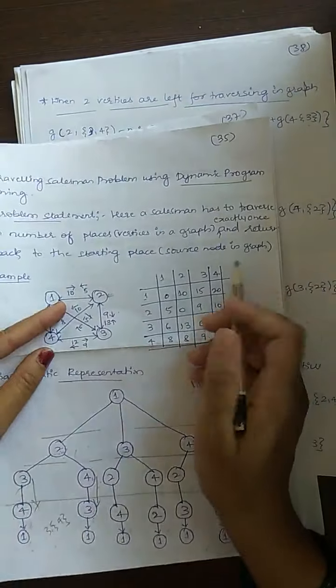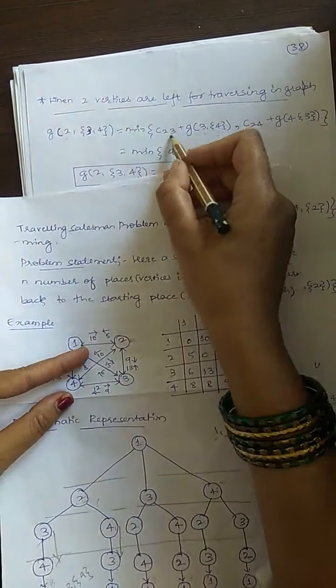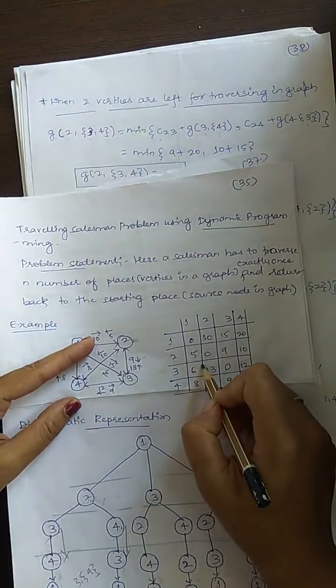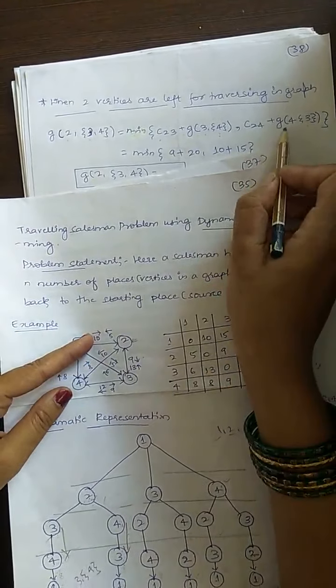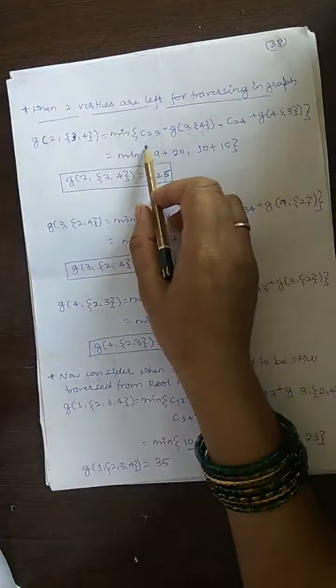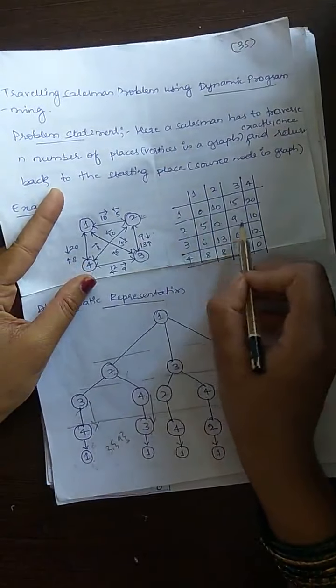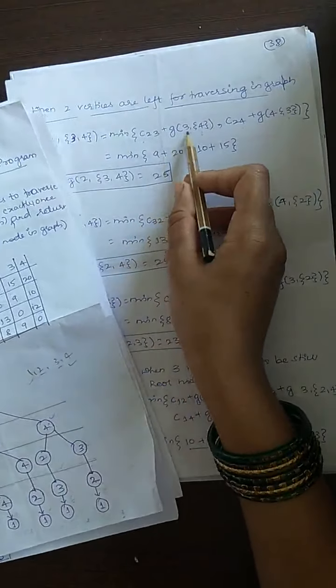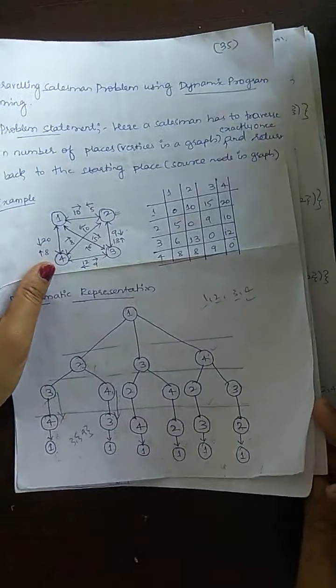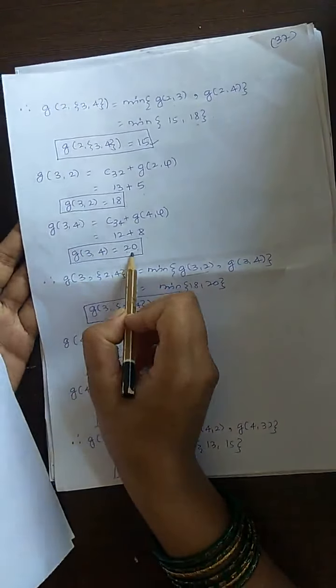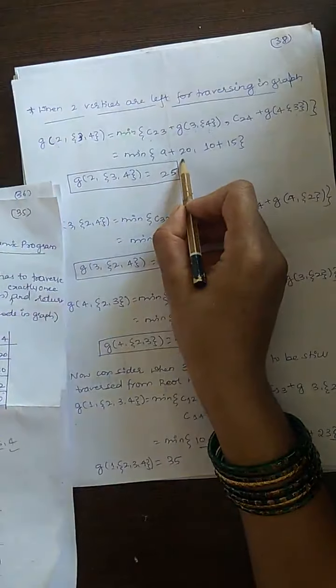So what is 2 to 3? For C, you have to see the cost adjacency matrix. G will be calculated here. Previously whatever we have calculated, that G we have to consider here. So C of 2 to 3. 2 to 3 is 9. 9 plus G of 3 comma 4. So we have calculated G of 3 comma 4. See here, G of 3 comma 4 is 20. So I have written here 20.